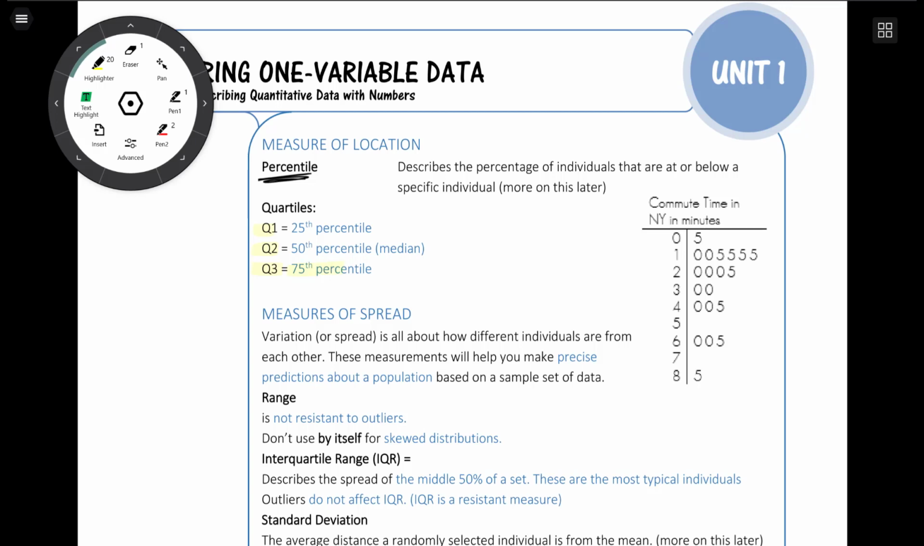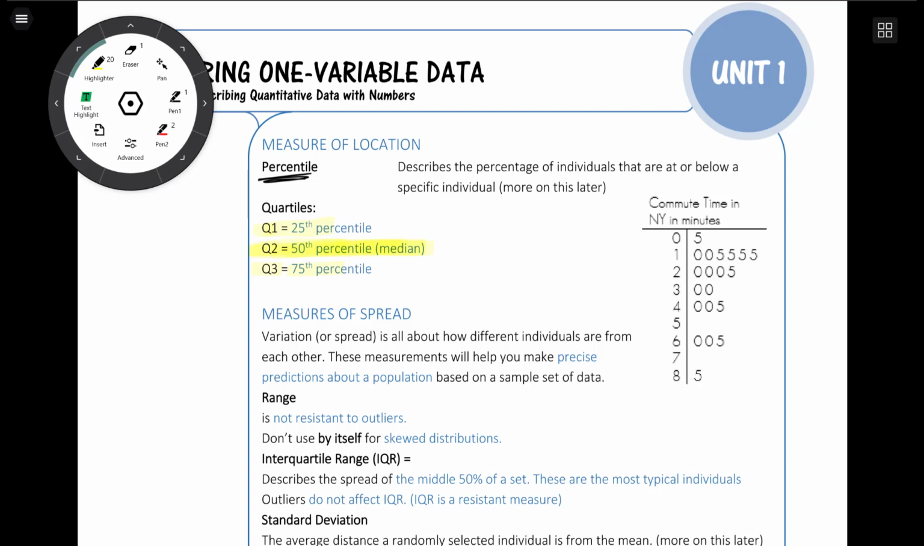3 quarters would be 75 cents. 2 quarters would be 50 cents. 1 quarter would be 25 cents. So that's an easy way to help us remember the quartiles. Another special fact is that quartile 2, that 50th percentile, by definition is the middle value, and that's your median, okay?